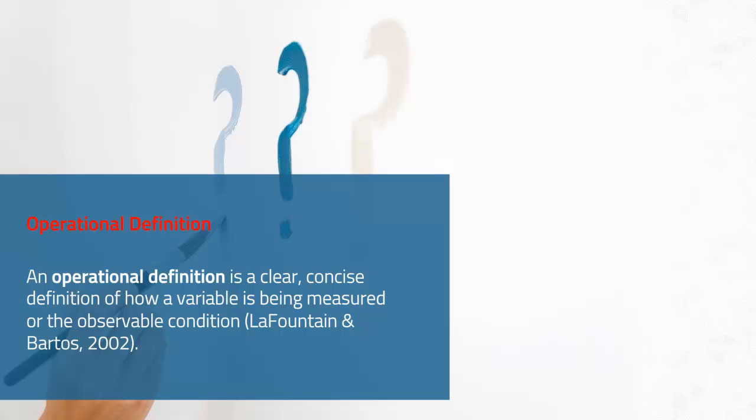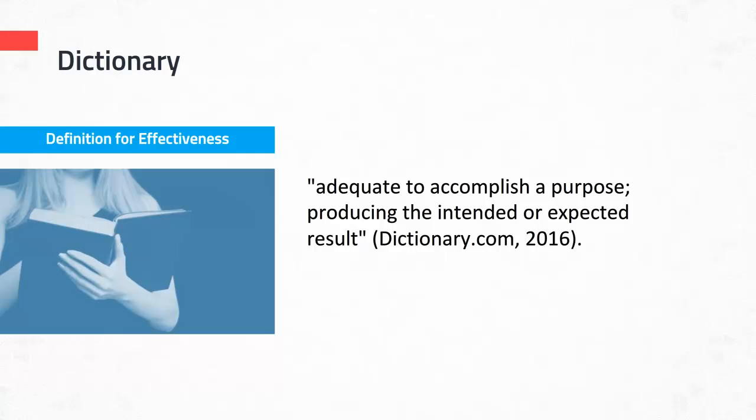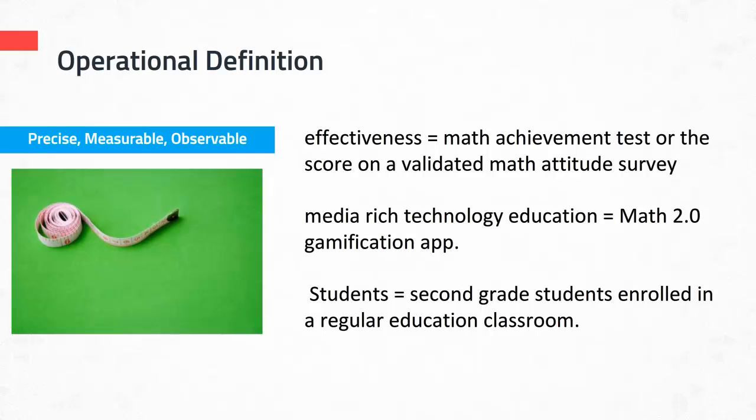This is distinctly different from a simple dictionary or narrative definition. For example, in a dictionary, effectiveness is defined as something adequate to accomplish a purpose, producing the intended or expected result. This obviously is not precise enough for research purposes because it defines effectiveness, again, very generally. It's not measurable or observable. So how do we make this term effectiveness more precise, measurable, and observable?